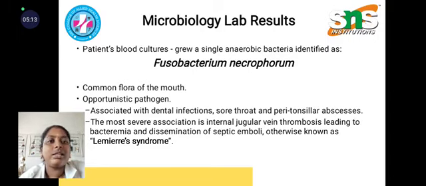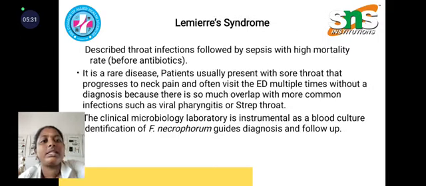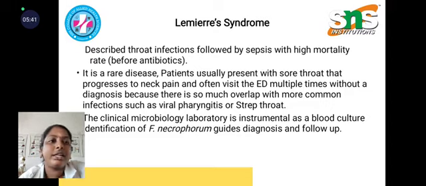This bacterium is associated with dental infections, sore throat, and peritonsillar abscesses. The most severe association is leading to bacteremia and the dissemination of septic emboli. This causes Lemierre syndrome. Lemierre syndrome describes any type of throat infection followed by sepsis. Sepsis is a life-threatening condition that often leads to death of patients, and it is a rare disease.